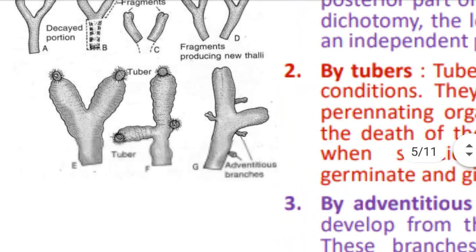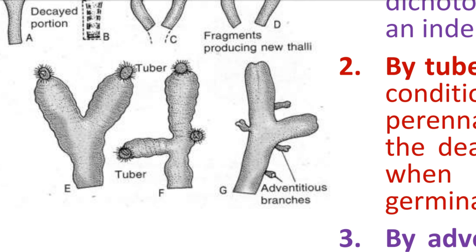You see in the diagram E and F. E and F show the tubers at the apical region of the thallus. Then toward the posterior region of the thallus, these tubers are saturated with food material. Due to the high amount of food material, they can live for a very long duration. When they detach from the mother thallus, they grow independently and produce a new individual thallus of Riccia. So these are the tubers, vegetatively reproductive organs.